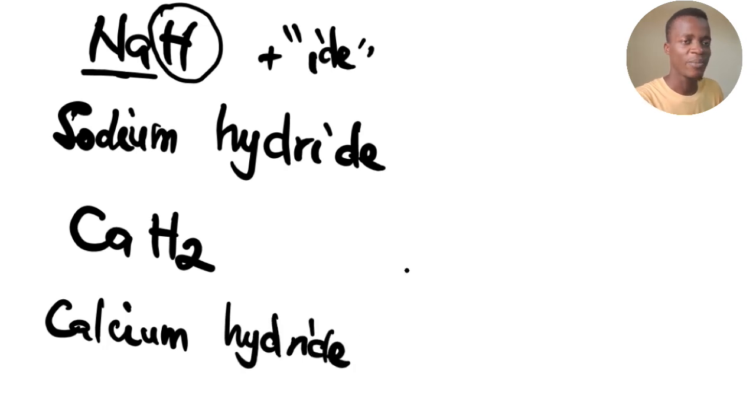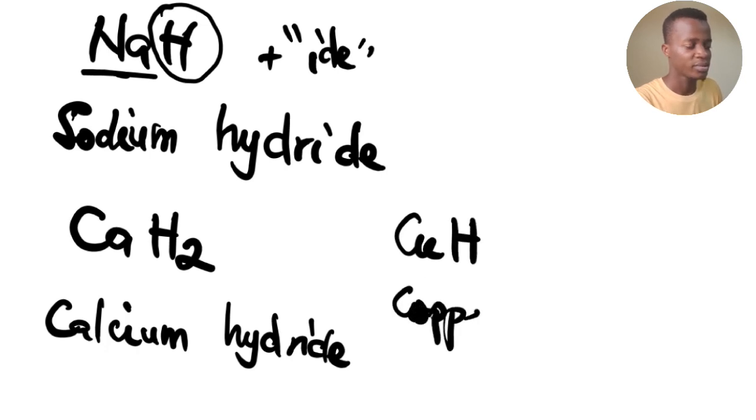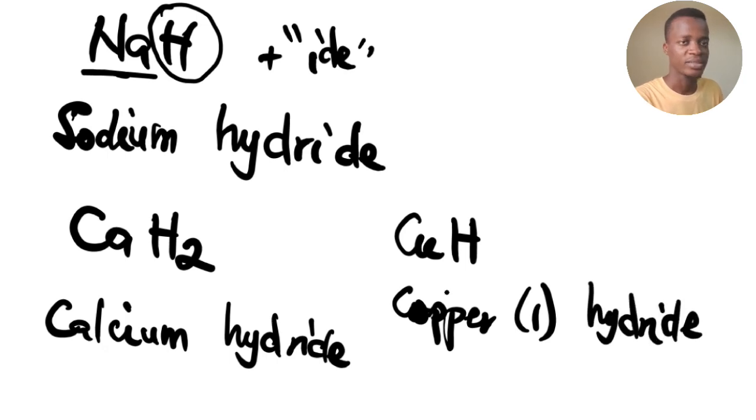If you are meeting with a metal type 2, CuH, this is copper(I) hydride. Copper(I) hydride. Simple as that, like how we name it. So we follow the same procedure.